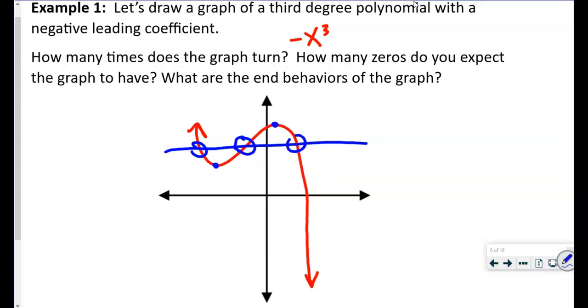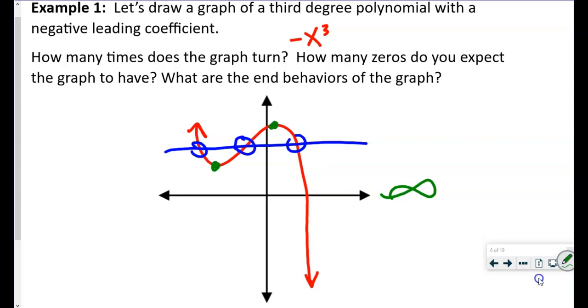Now, look here. If I were to draw a line up here, notice I've got 3 places where it crosses this horizontal line. So that would be the equivalent if I'd move the whole graph down. Also notice that I have a min and a max, right? So those are our 2 turns, and we add 1 to that, and that's our x to the third. And this graph ends down. So over here, when we're at infinity, the graph is going down. That's why it has a negative leading coefficient.